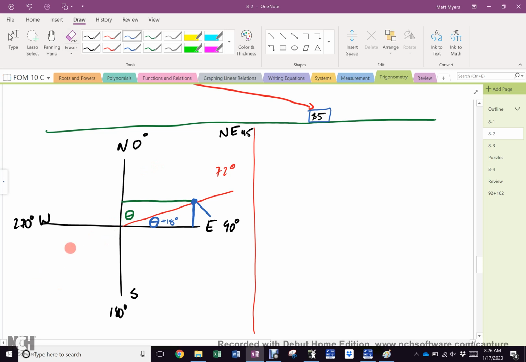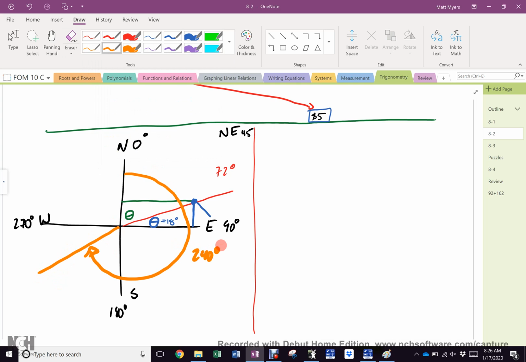So, if I start from 0 and I go all the way around, this is the 240 degrees. Does everybody understand? Can I do trig with that? No, because I don't have a triangle. I can make a triangle there, which would mean I could do trig with purple theta, yes? Or I could make a triangle there, which means I would do trig with red theta. Right? What is purple theta?